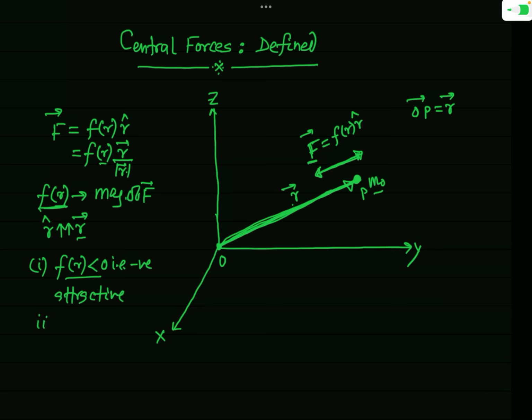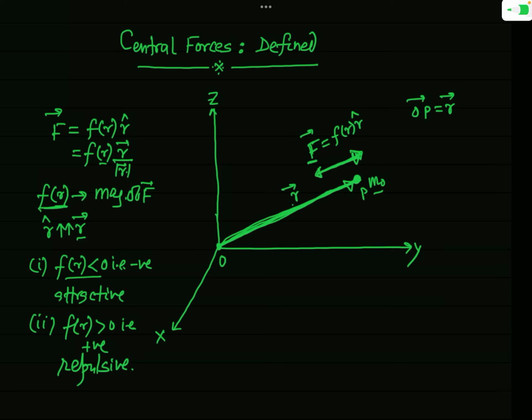But if this F of r is greater than 0, that means F of r is positive, in that condition the force acts away from O. This arrowhead I have shown here, that the force is acting away from O. And in that condition, this force is repulsive. So central force may be attractive or may be repulsive.